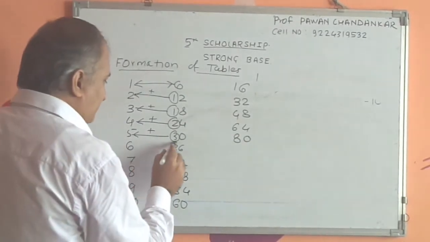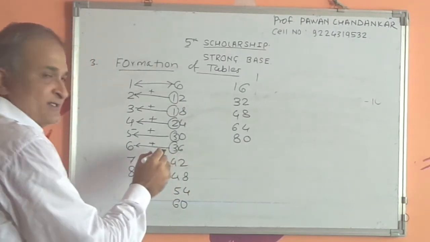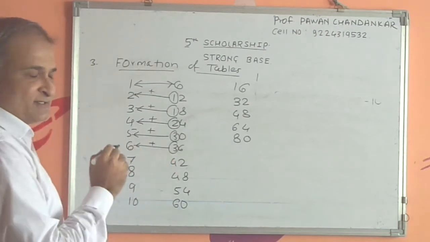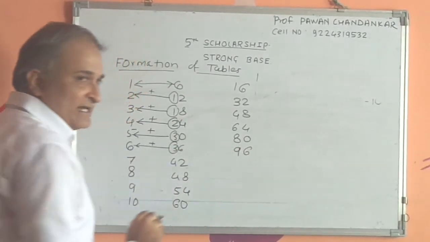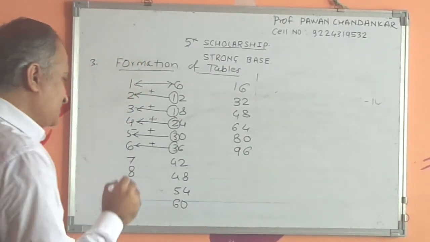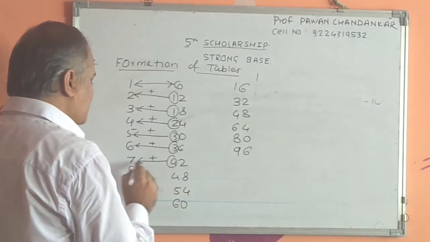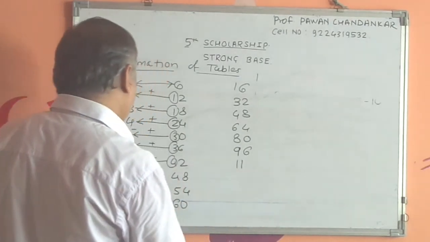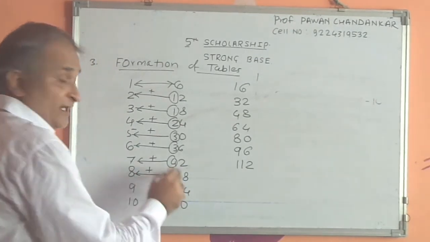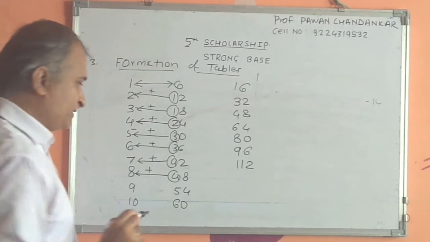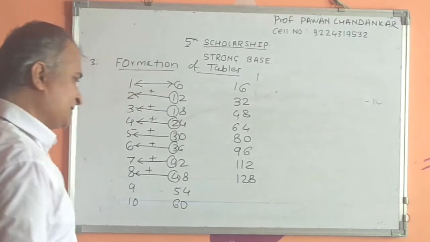The same procedure I will follow here. In the number 36, the tens digit is 3 which I will add to 6. So 6 plus 3 is 9. And we have to write the number 6 as it is. Similarly, this 4 will get added to 7. So 7 plus 4 is 11. And let's write 2 as it is. Again this 4 I will add to 8. 8 plus 4 is, yes, 12. And write 8 as it is.